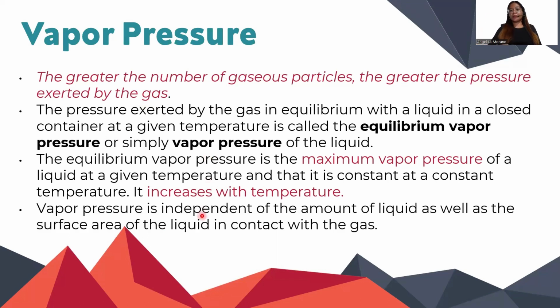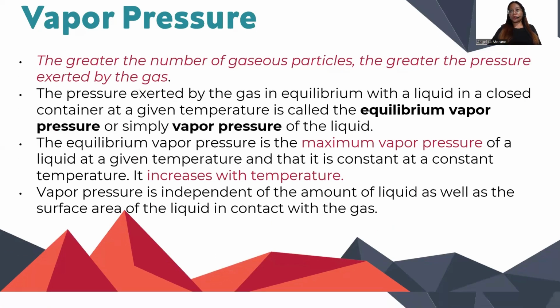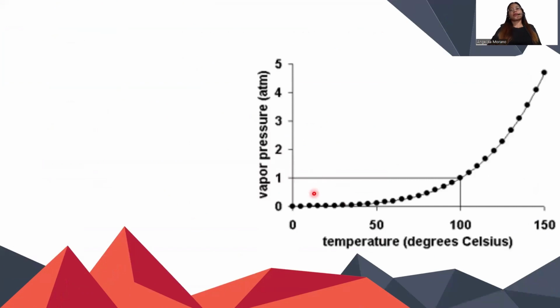So vapor pressure is independent of the amount of liquid as well as the surface area of the liquid in contact with the gas. So pahalagahan pa ng liquid dira, dili siya magdepende sa kadaghanon sa amount of liquid. So magdepende siya sa increase of temperature. So for a graphic or visual representation of the relationship between vapor pressure and temperature, the more magkataas ang temperature, magkataas po ang vapor pressure.